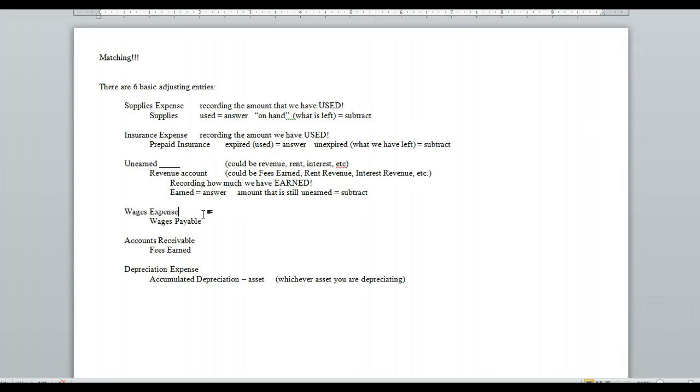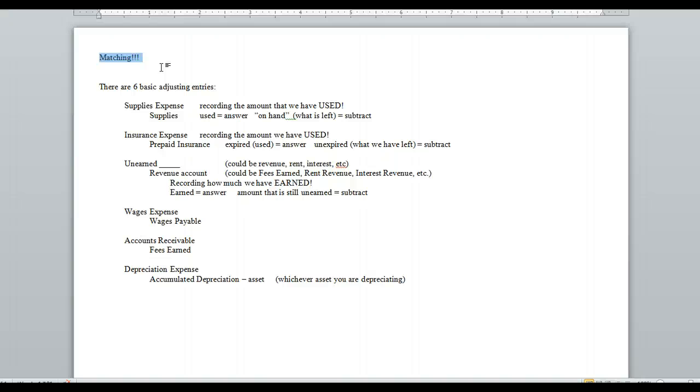So that's all well and good unless our accounting period ends in the middle of a pay period. If our accounting period ends in the middle of a pay period, we've got to go ahead and record the fact that we owe them so much wages expense at the end of our accounting period. Because remember, this matching concept, we've got to record all the expenses that happened in this accounting period. We've got to record them in this accounting period.